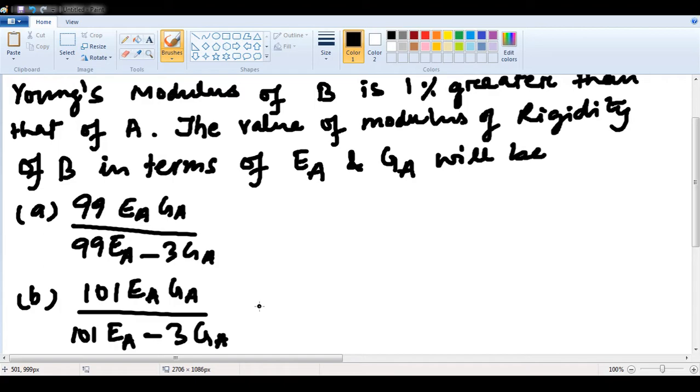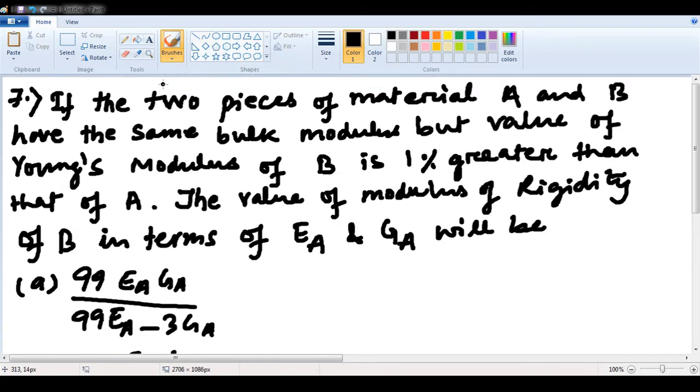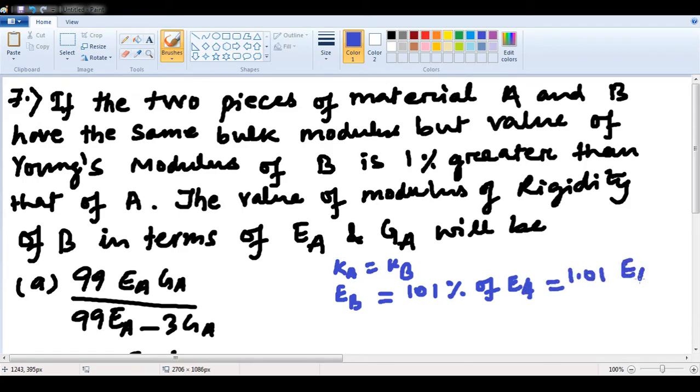So what it is saying is, if there are two pieces of material A and B that have the same bulk modulus, that is K of A is equivalent to K of B, but the value of Young's modulus of B is 1% greater, that is 100 plus 1, that is 101% of EA. So this will be 1.01 EA.